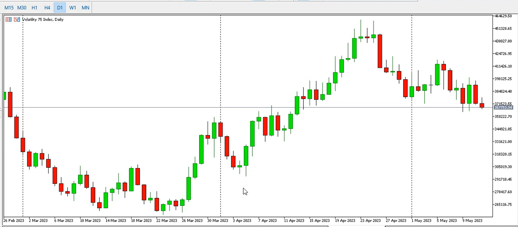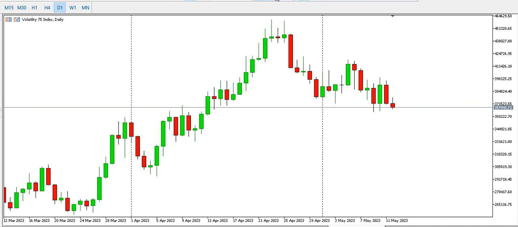Today we'll be looking at how you can scalp volatility 75 index, volatility 25 index, and volatility 10 index on the lower time frames. Before we go to the lower time frames, we are going to look at what has happened on the higher time frames.